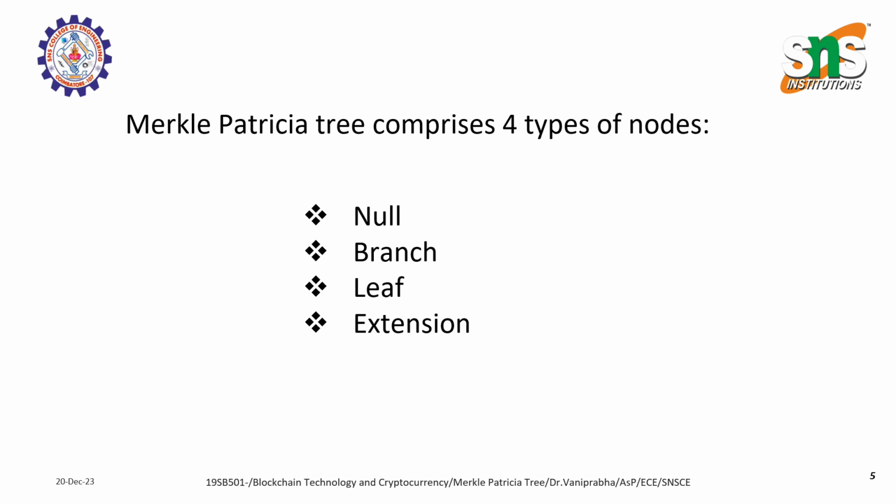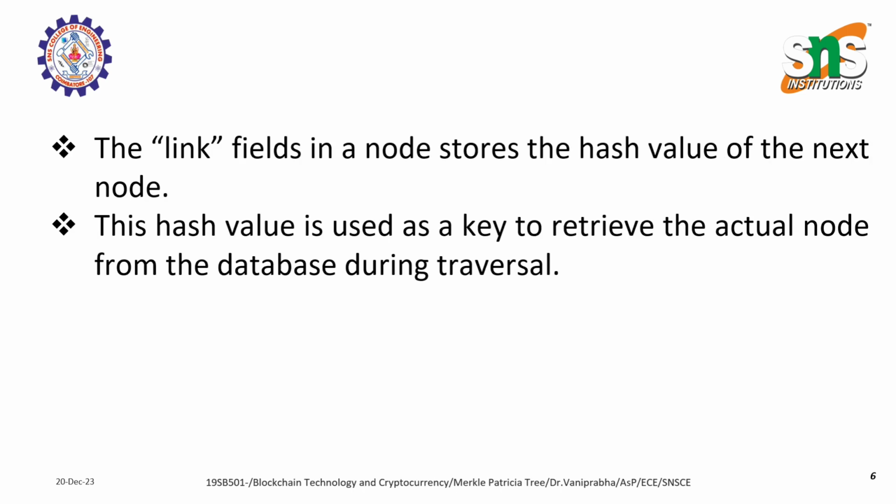The link fields in a node store the hash value of the next node. This hash value is used as a key to retrieve the actual node from the database during traversal. Therefore, searching a key in the tree requires multiple database lookups for getting the nodes in the path. Leaf nodes and extension nodes have a similar structure. A flag is included at the beginning of the path value to differentiate between them.